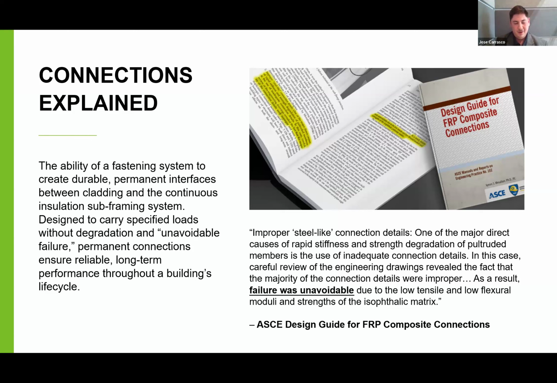So essentially what that's saying is when you put a screw into a piece of FRP, you're effectively severing those strands and those rovings that are providing that tensile strength. And because of that, ASCE here is saying there will be unavoidable failure at some point when you don't have a steel to steel connection.